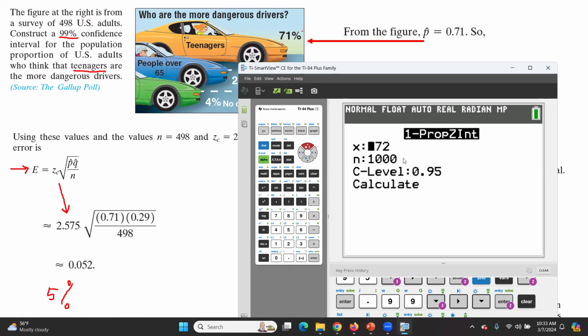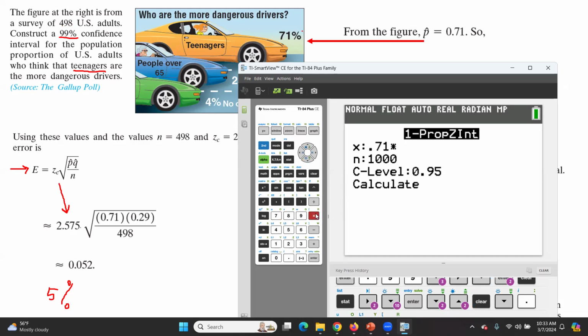So I need to make some adjustments here, everyone. I don't have the actual X value. I don't have the actual N value. I need to find those first. I actually know what N is. N is 498, but I don't know how many people exactly said yes. So what are we going to do? We're going to multiply 71% by 498. So 71% times 498 gives us the exact X value. And here you have N, which is 498. There we go. The level of confidence is 99%.